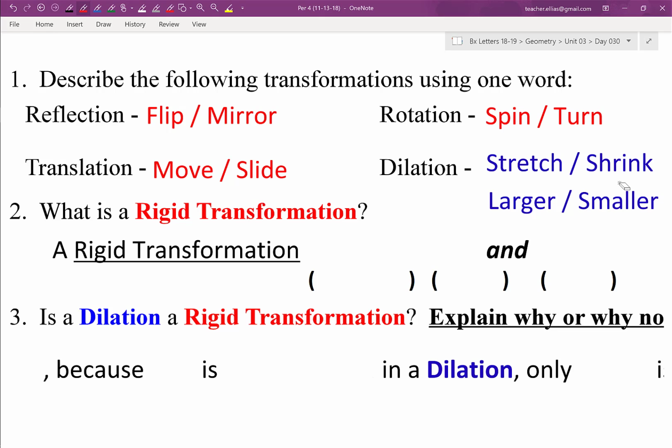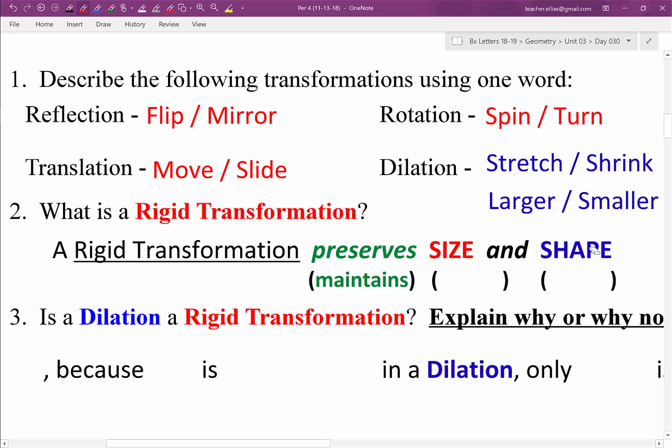What's a rigid transformation then? Miguel, what's a rigid transformation? Well, you want examples or you want an actual definition? Either one. All right, well, listen up. Go ahead, Lizette. When it maintains the same size and shape. Yeah, maintains or preserves. Well, what does it have to preserve? What does it have to keep the same? Original shape. Size and shape. Good. Size and shape.